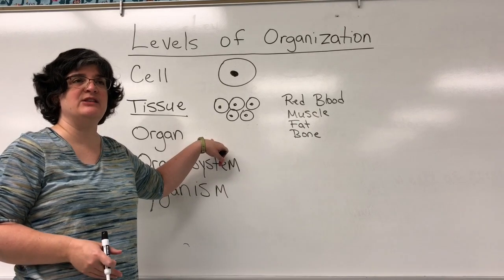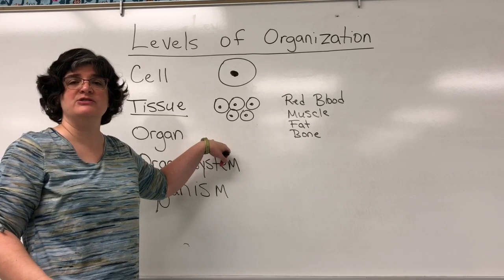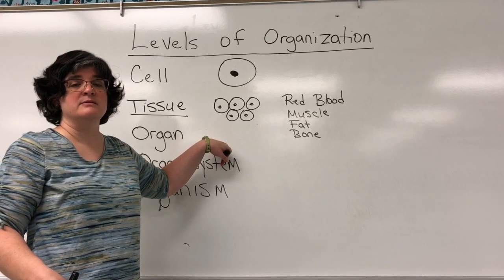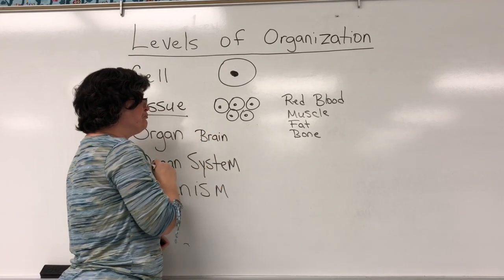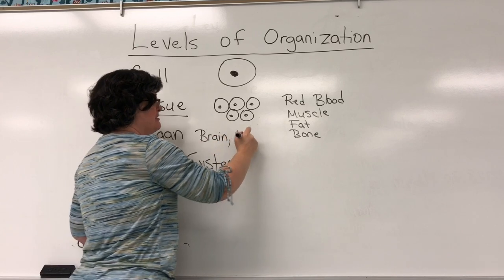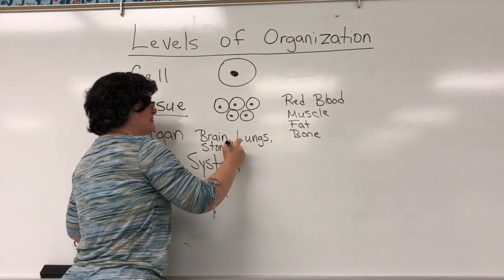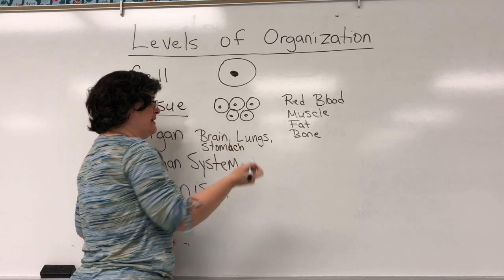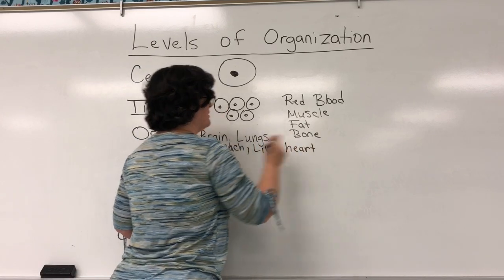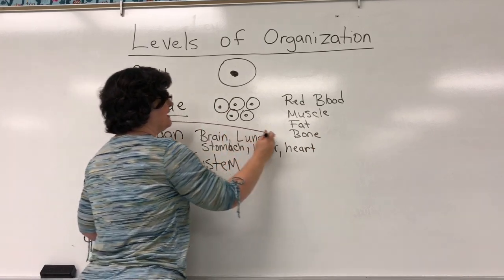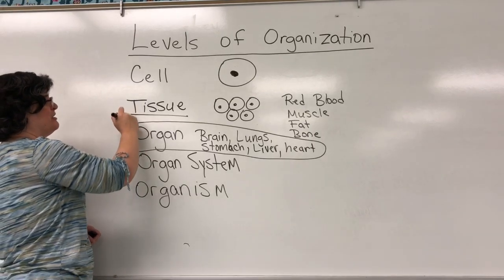All right, I want you to take a second and think about all the organs that you know about. Start from your head, work down to your toes, right? What organs do you know about? Okay, brain. Brain is an organ. Think about your lungs. Think about your stomach. Think about your liver, heart. All right, so all of those kind of things are organs.